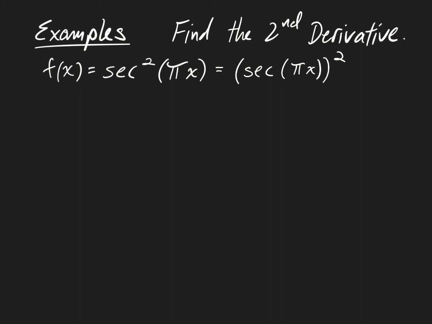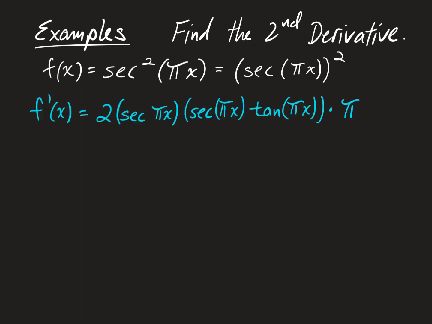So pause the video, use the chain rule, see if you can find the first derivative, and I will put the answer up here in about 5 seconds. Hopefully you got something like this. The square got moved down, right? Take the derivative of the outside function, leave the inside alone. So it became secant pi of x. From there, we take the derivative of this inside function. Secant pi x becomes secant pi x times tangent pi x.